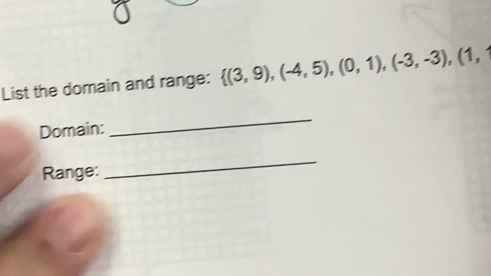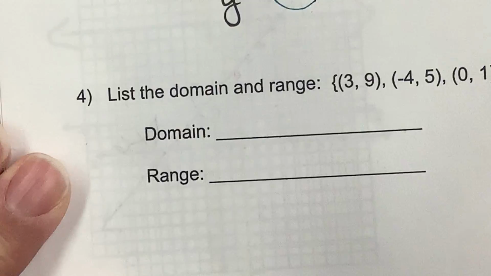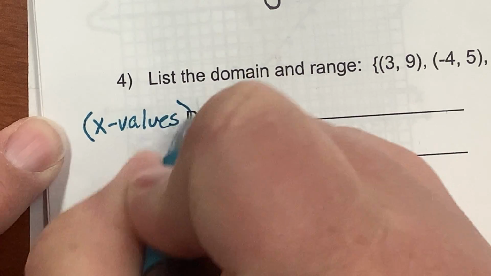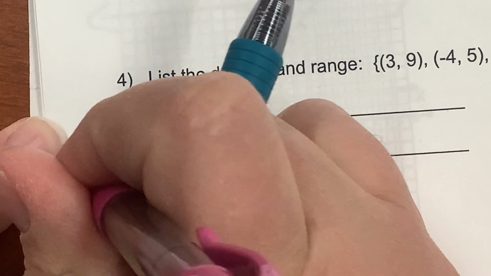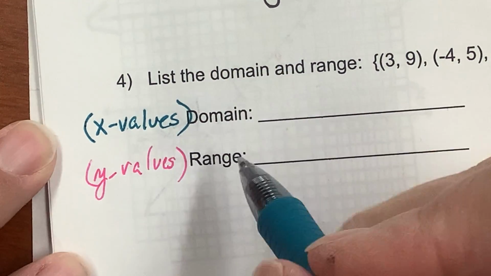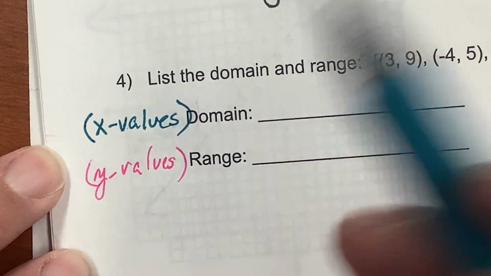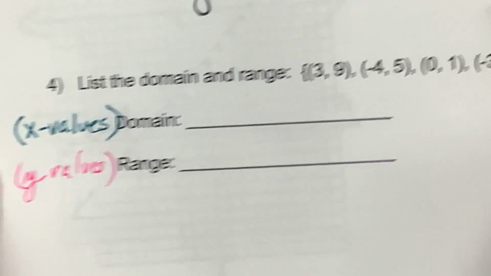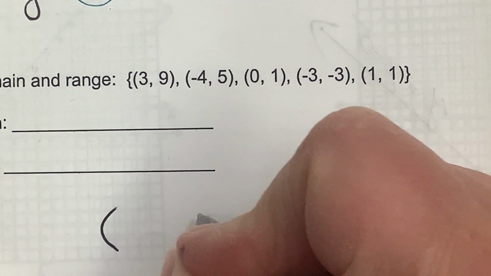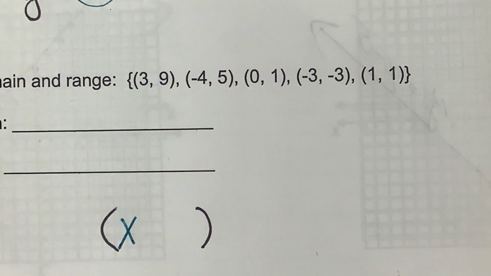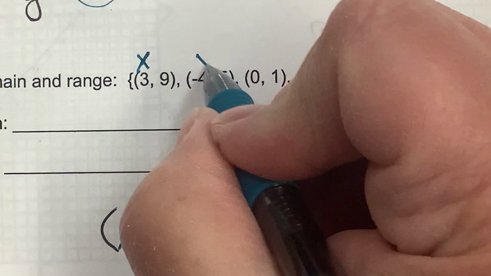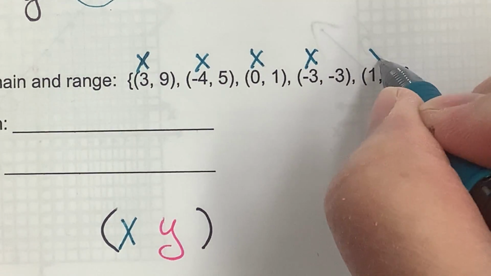All right, down here, let's take a look at this. List the domain and range. So domain, that's the x values. And range, that's the y values. And me, I remember it because it's alphabetical. Domain comes before range, x comes before y. But it's also sometimes, well, we'll get back to that. So the x values, in every pair of parentheses, you're going to have an x and a y. So the x is all the first ones. So 3 and negative 4 and 0, negative 3 and 1.